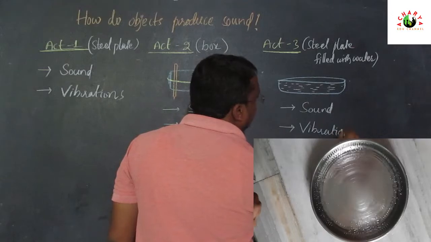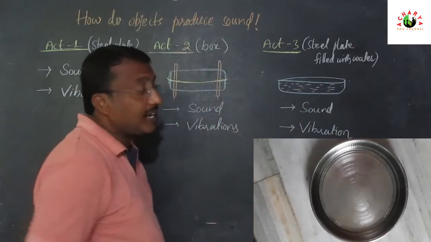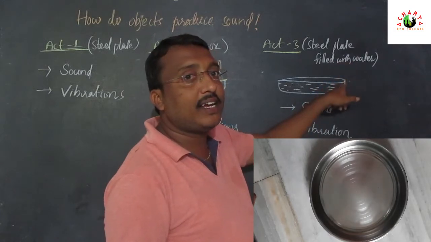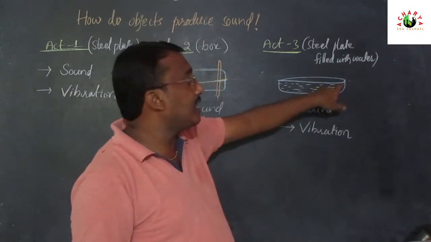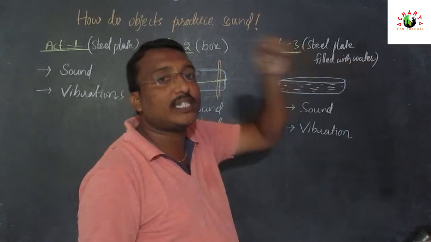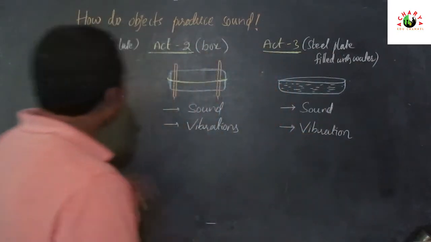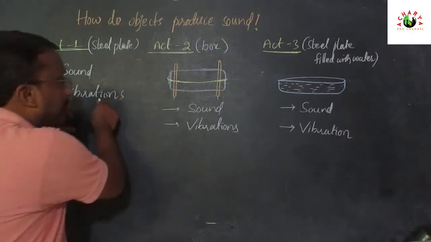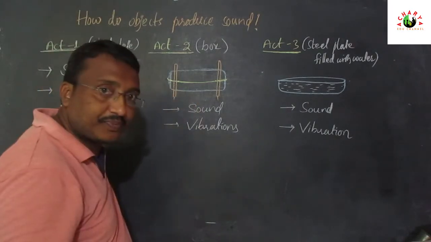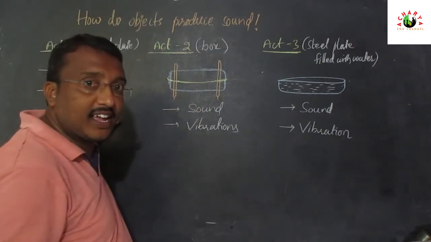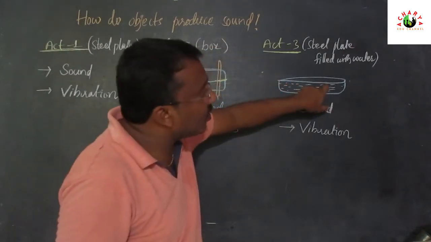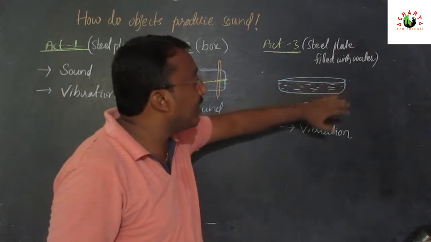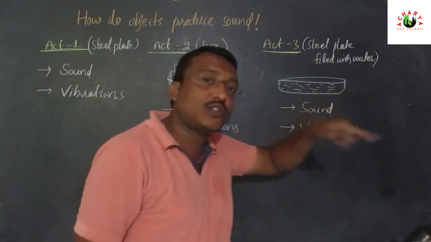So vibrations. How does this water get vibrations? When we hit the rim of the steel plate, it starts vibrating and those vibrations are transmitted to the water. In activity 1, when I hit the steel plate, it vibrated. These vibrations we are unable to see, but we can feel them. When we see the water vibrating, we can judge that the steel plate is also vibrating.